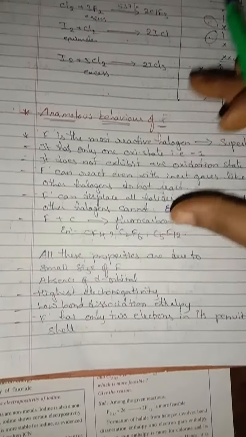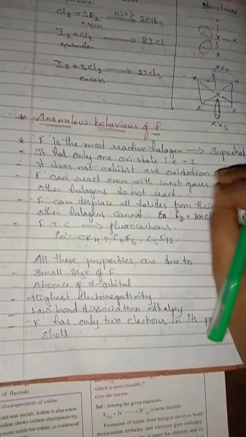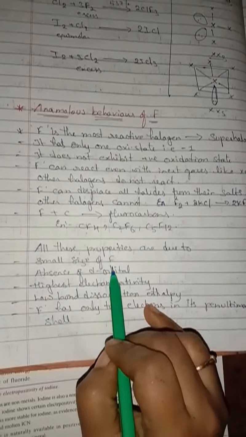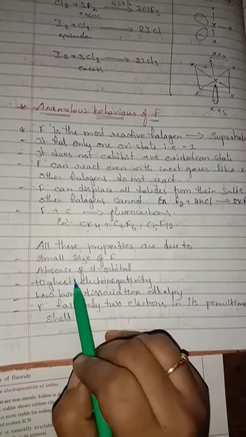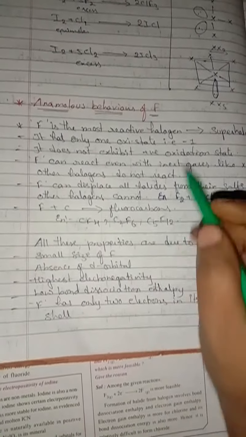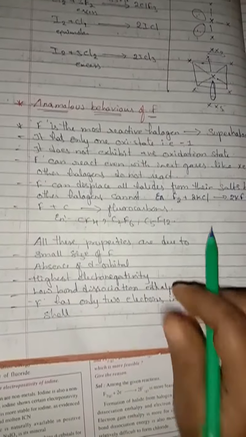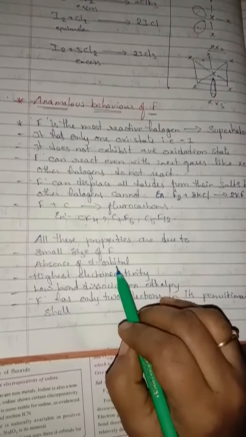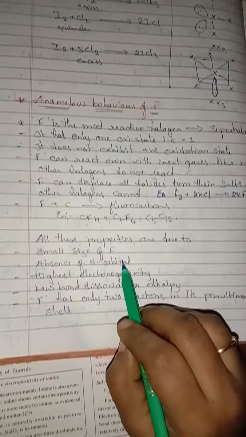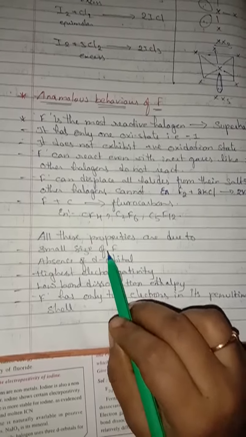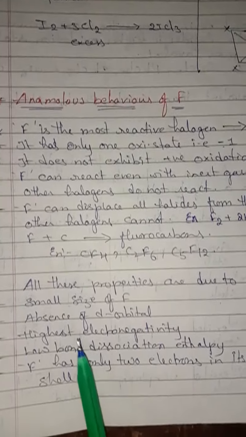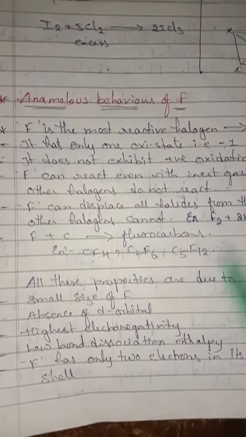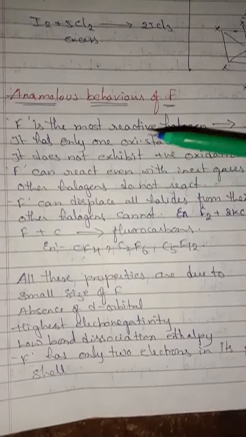So why are these properties like this? Why is it happening like this? Because all the properties are due to the small size of fluorine. Fluorine has a small size, and it does not have any d orbital. That is why its oxidation state is -1. If it had a d orbital, it could move its electron from the ground state to an excited state, but there is no chance of moving an electron from its own orbital to a d orbital. Next, it has high electronegativity. Due to the high electronegativity of fluorine also, it has anomalous behavior.